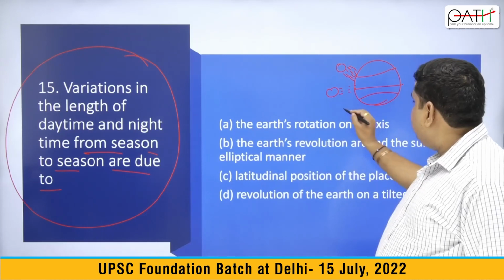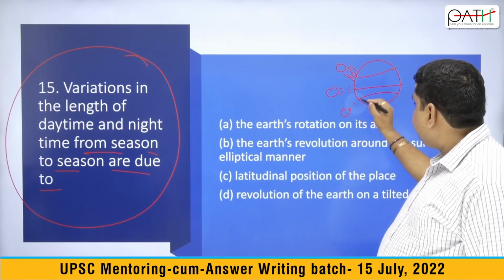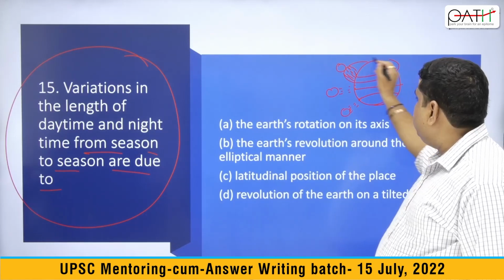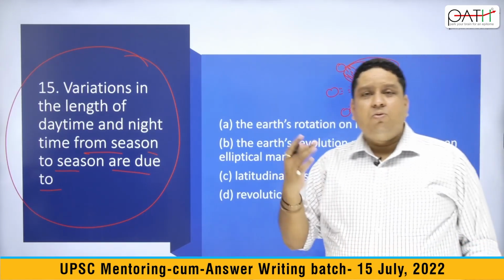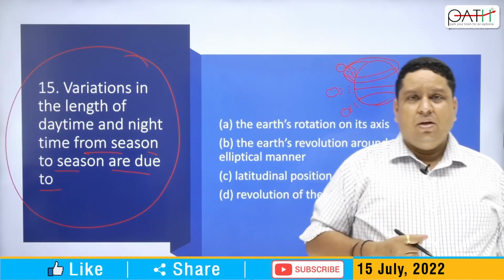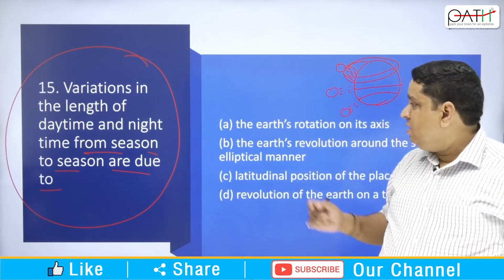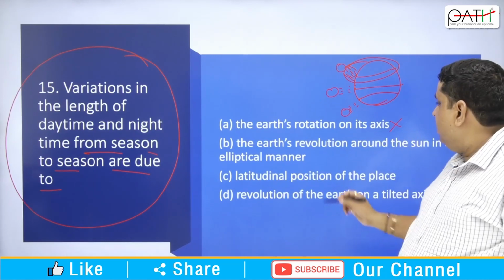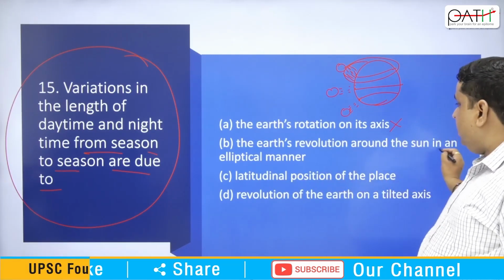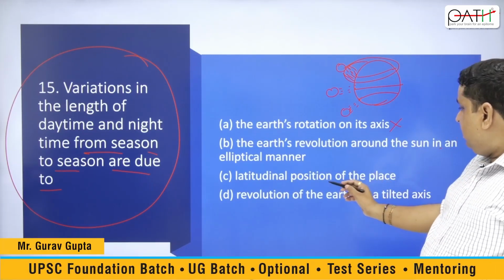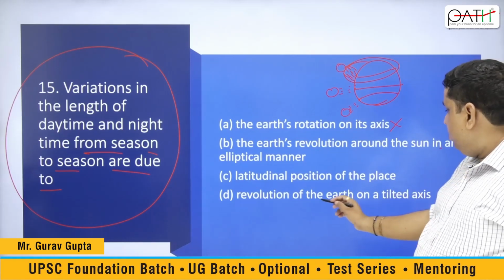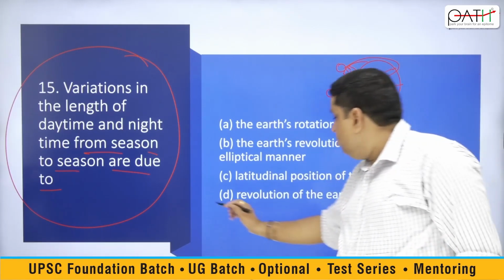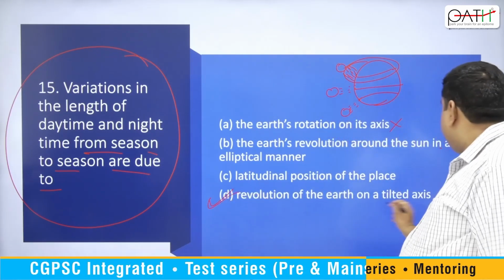And when sun is over Tropic of Capricorn, so this particular region will be having winter season, and here the nights will be longer as compared to day. So this variation is because of the revolution. So that's rotation on its axis. You can eliminate this thing. That's revolution around the sun in an elliptical manner. Then latitudinal position of the place, revolution of the earth on a tilted axis. So the answer will be revolution of earth on a tilted axis.